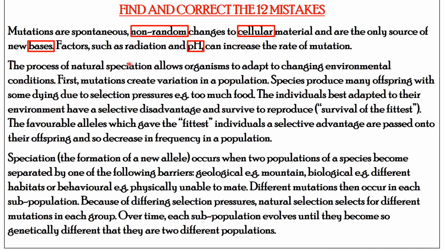The process of natural speciation, well, that's a mistake. That should be selection. The process of natural selection allows organisms to adapt to changing environmental conditions. First, mutations create variation in a population. Species produce many offspring, with some dying due to selection pressures, e.g. too much food, too little food, that should be. The individuals best adapted to their environment have a selective disadvantage, so that should be advantage, and survive to reproduce, and this is survival of the fittest. The favourable alleles which gave the fittest individuals a selective advantage are passed on to their offspring, and so decrease in frequency in a population. That should be increase in frequency.